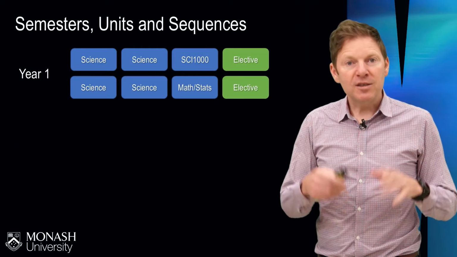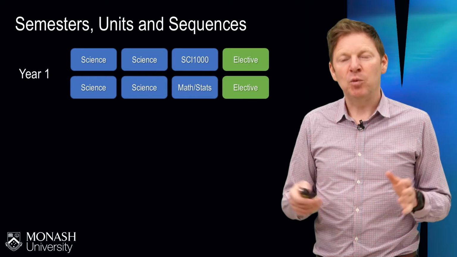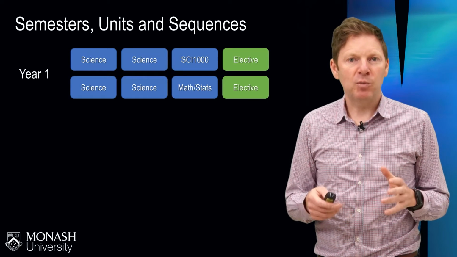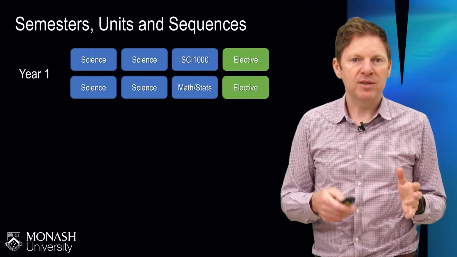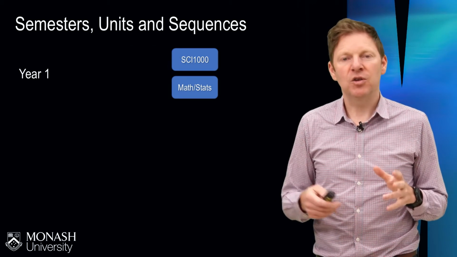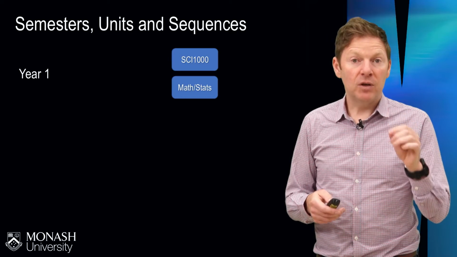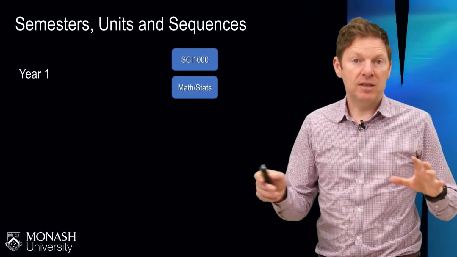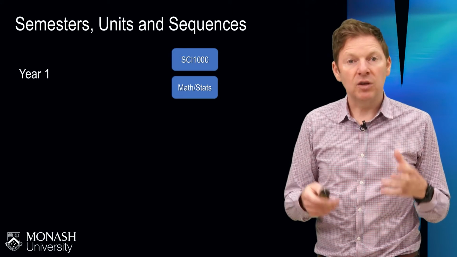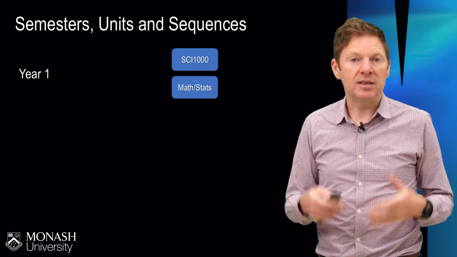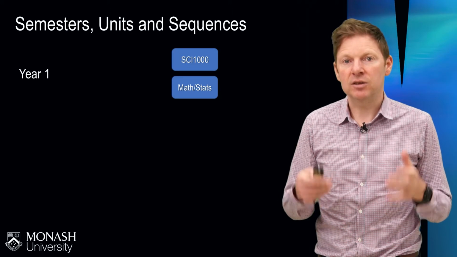Okay, so here's the first year of the course, and I've got a little bit more detail here. So for example, you can see I've got the SCI 1000 unit and the Maths or the Stats unit. So let's focus on those a little bit more. The first one is a core subject that every single science student will do. It really focuses on science communication and how we use that to influence change in our society.